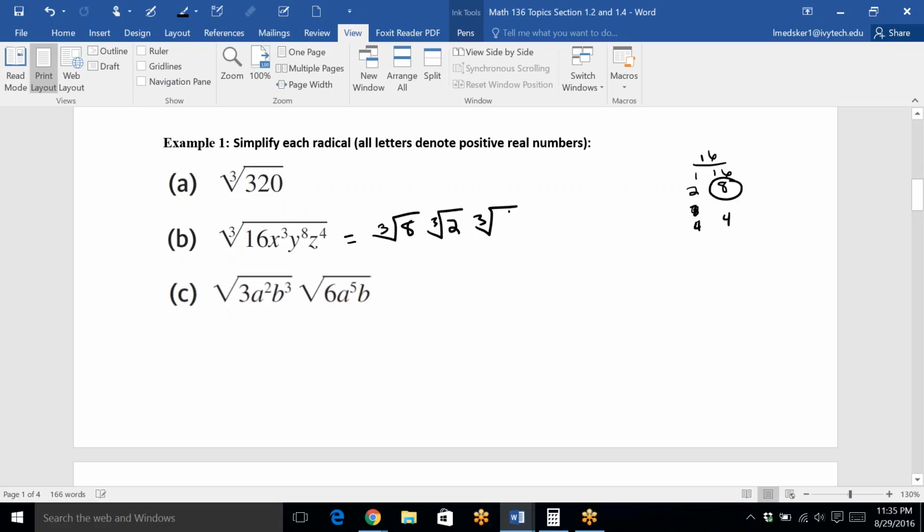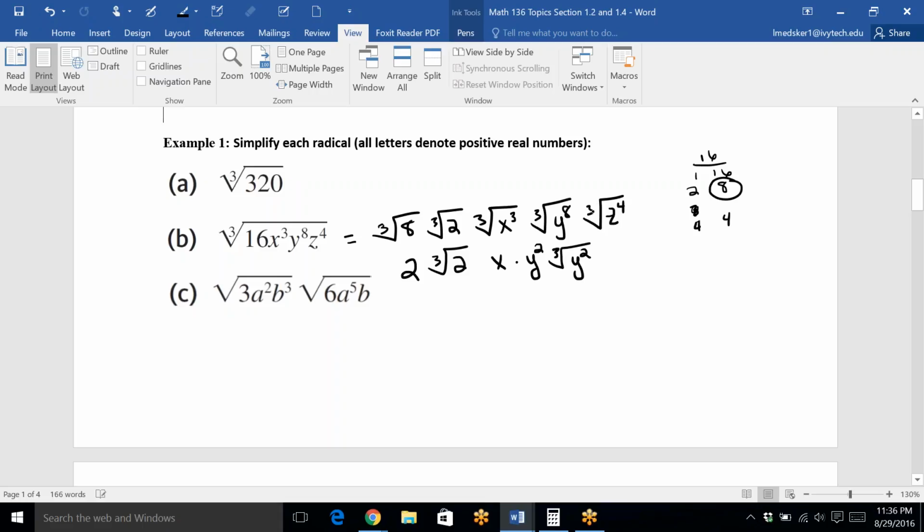Then we would also think about our variables, cubed root of x cubed, cubed root of y to the 8th, and cubed root of z to the 4th. Cubed root of 8 is 2. You can't do anything with the cubed root of 2 because that doesn't have any perfect cubes in it. If you have a number that matches inside and outside the power and the root, that just gives you x. If it's bigger inside, then you have to ask yourself, how many times does 3 go into 8 equally? That goes in twice, so 2 groups of 3, that would make 6, with 2 left over.